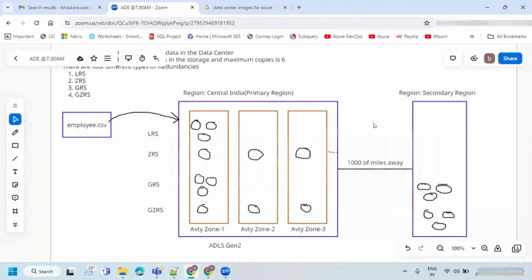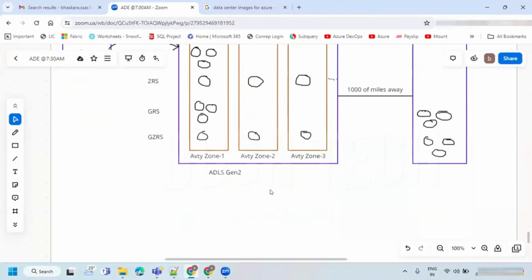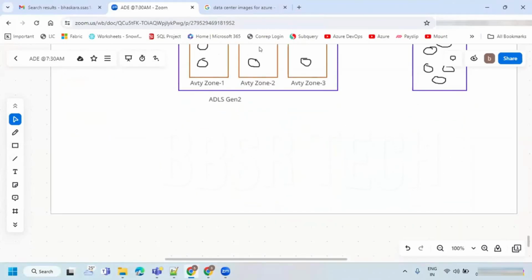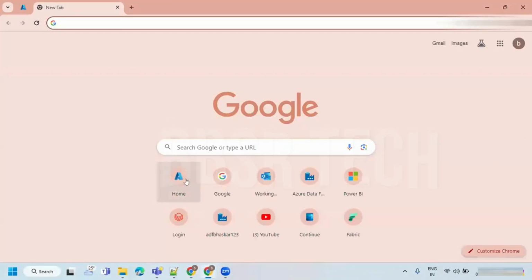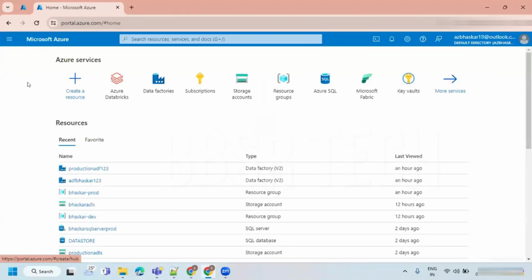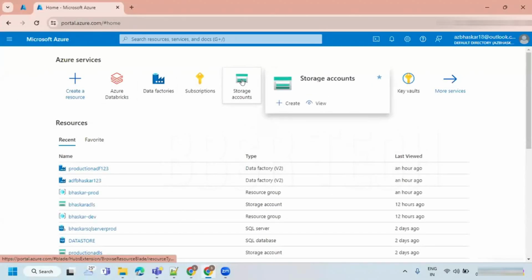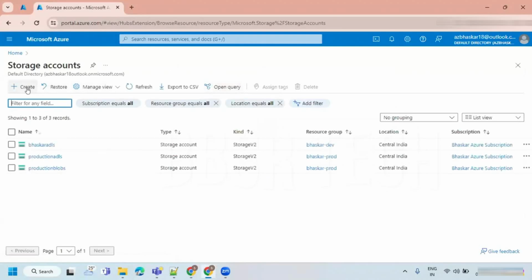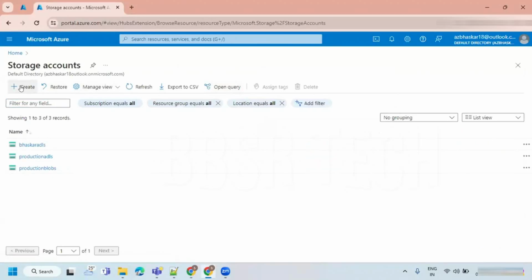Now I'm going to take you through how we can have these different kinds of redundancy. Just for the sake of your certification, I'm going to take you through this. Let's go and create a storage. Let's go to the portal. I'm going to take storage accounts. Let's create.